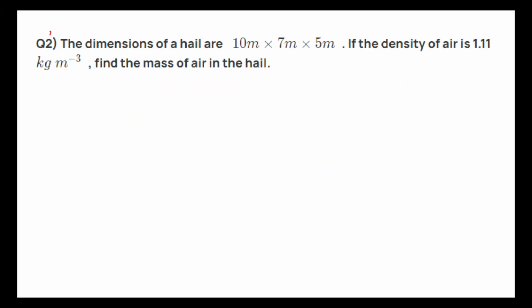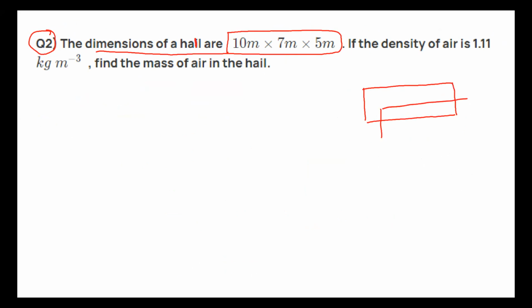Next question. Question number 2. The dimensions of a hall are this. Listen first. The dimensions of a hall are this. Understand, a hall is always in the shape of a cuboid.